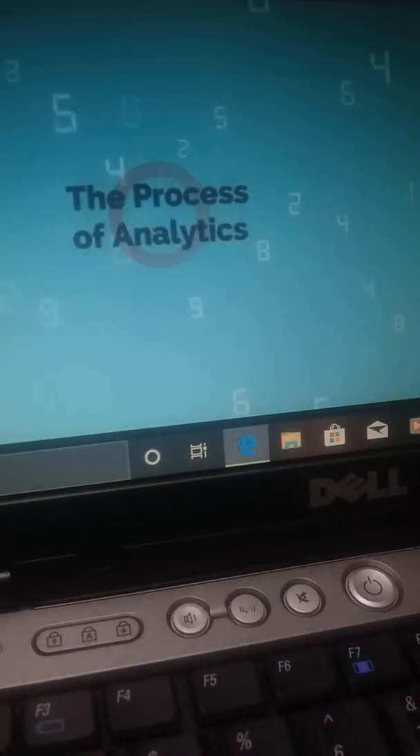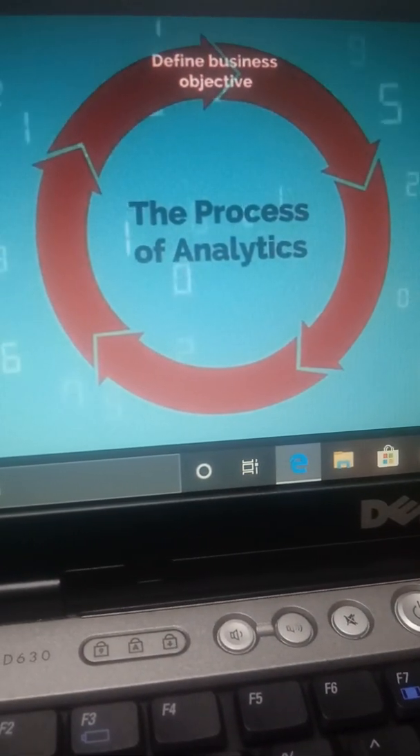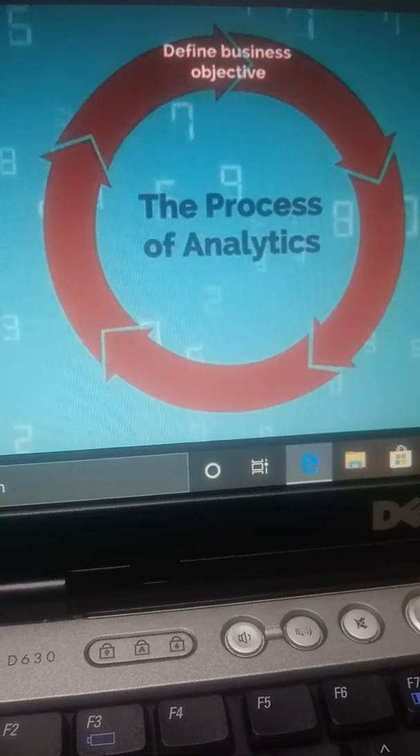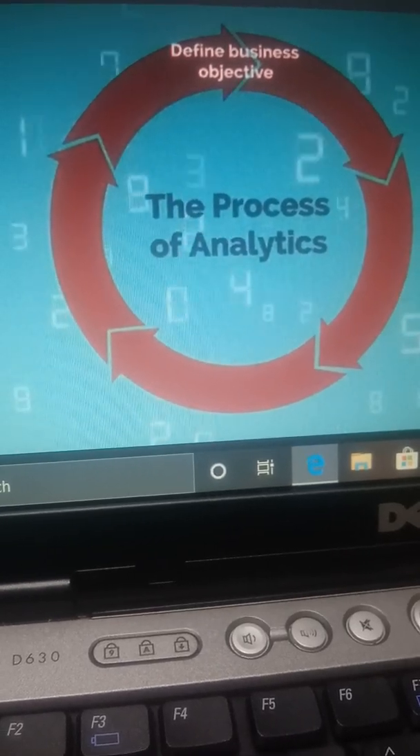The process of analytics should always begin with a clearly articulated business objective. For example, how can we improve the response rate for a direct marketing campaign? How can we reduce the attrition rate of our customers? How should we change our product line to increase sales?